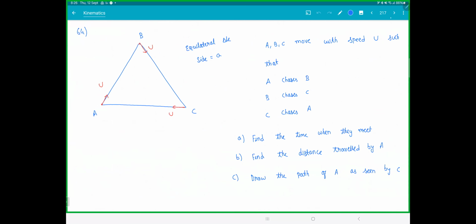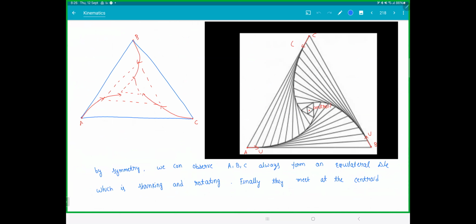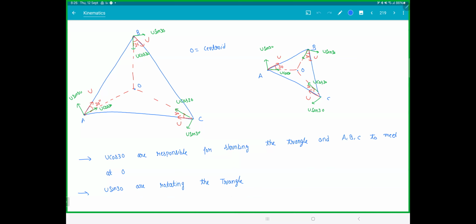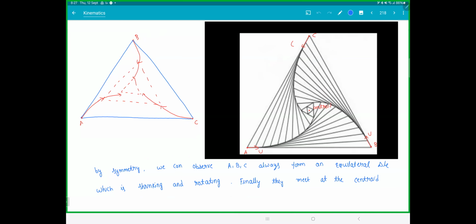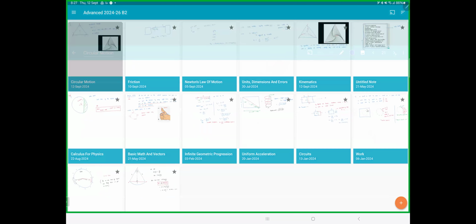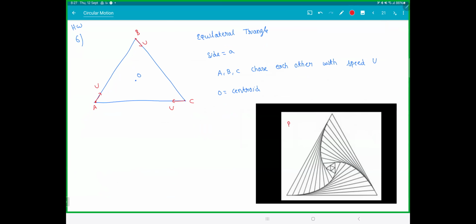This is how the particles will go, isn't it? When they're chasing each other, the triangle is rotating and shrinking. Should definitely refer to this. Solution is here only, page 28 in kinematics. I hope all have the PDFs, right? Class notes I recently posted in the group also. Download them and keep it. Getting it? So now what is happening?